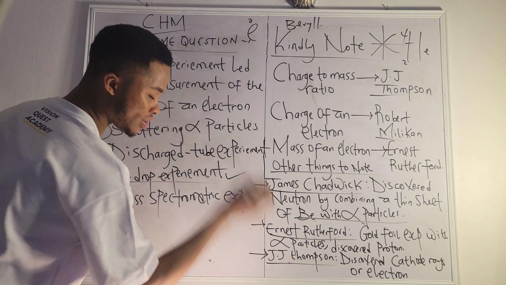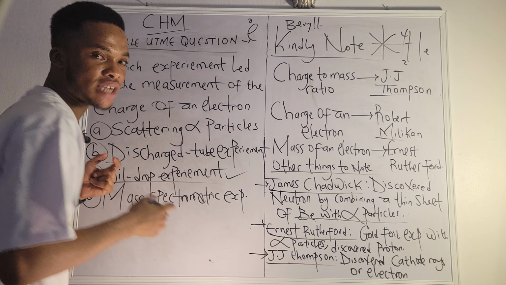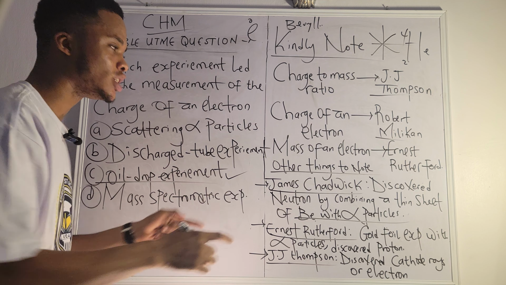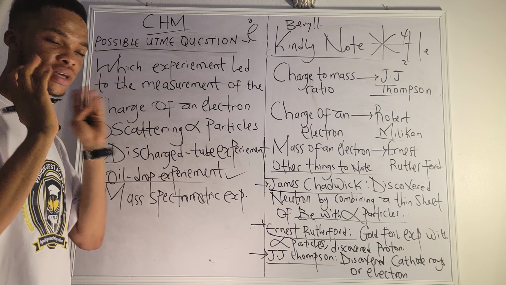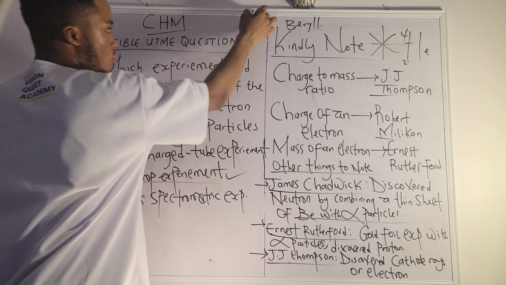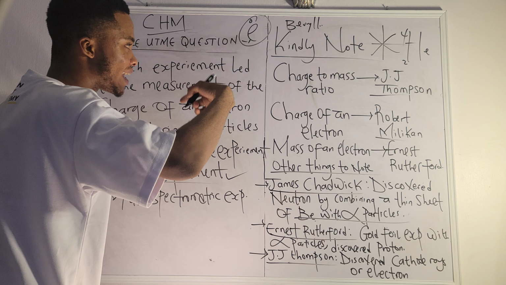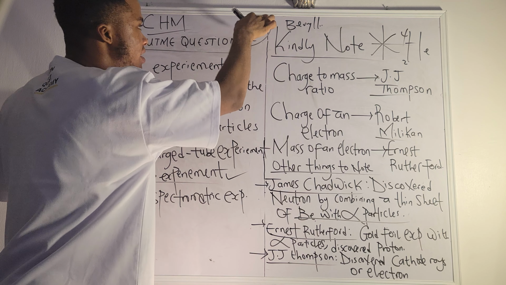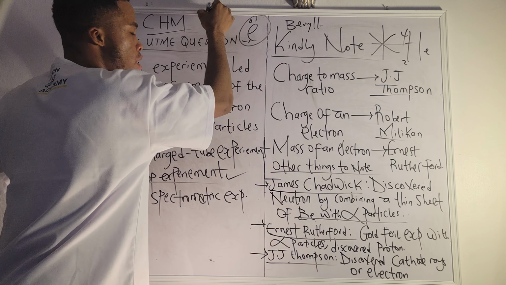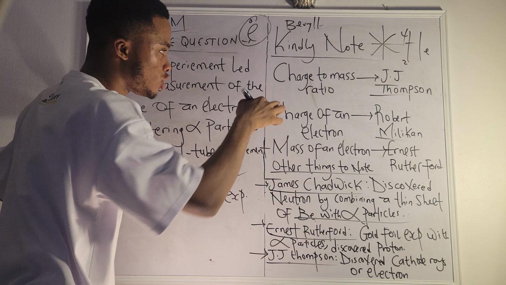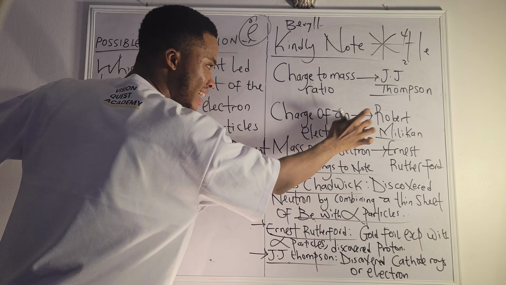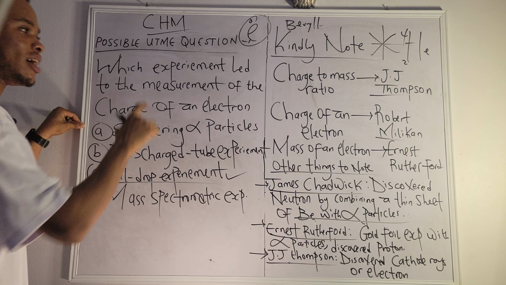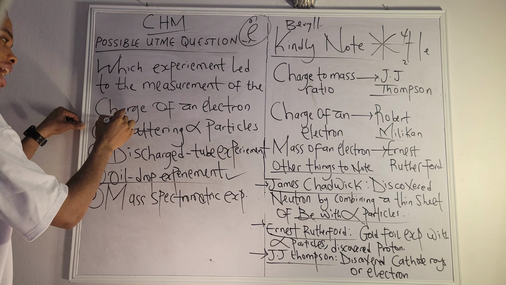So he discovered the electron, then he discovered the charge to mass ratio. But Millikan discovered the charge of an electron itself. J.J. Thomson discovered the electron but did not discover what its value is, 1.69 times 10 power minus 19. It was Millikan who did the oil drop experiment. He discovered the charge of an electron.